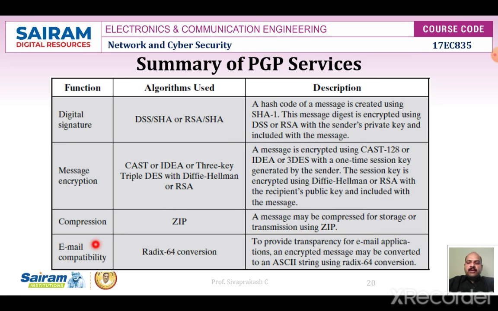For the compatibility purpose, we use the Radix 64 conversion, which provides transparency for email applications. An encrypted message may be converted to an ASCII string using a Radix 64 conversion.